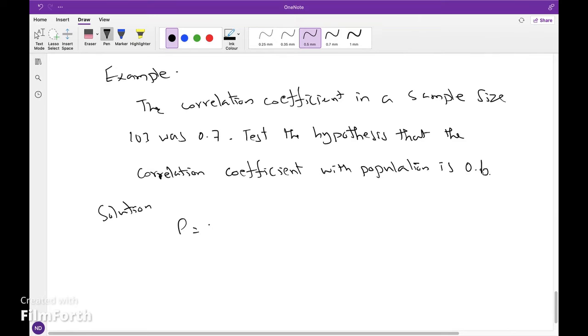Here rho, the population correlation, is 0.6 and the sample correlation is 0.7. N is equal to 103.